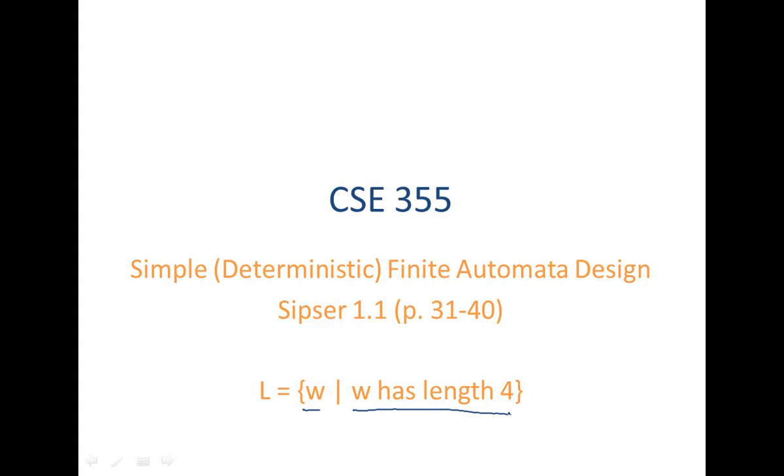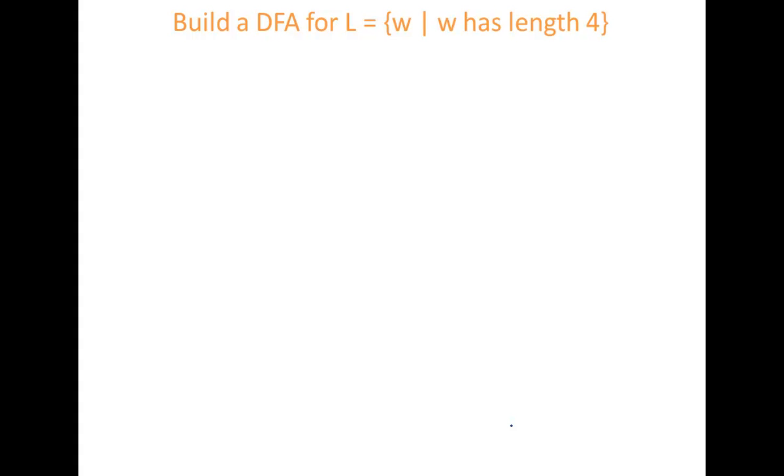So we're looking for all strings W that have length 4. What we want to do is build a DFA for L. So we want a DFA M equals, and remember it's going to be a 5-tuple: Q, sigma, delta, Q0, or the start state, and F, the set of final or acceptance states. And what we want is to build M so that the language of M is L, or we want M to recognize the language L.